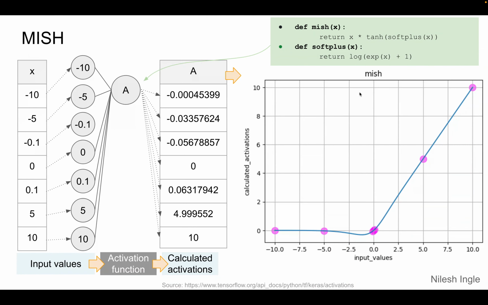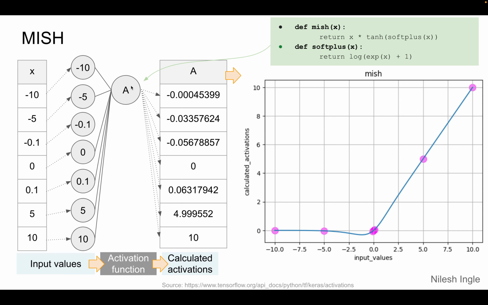Let's now look at the MISH activation function. On the slide on the left hand side, we have the input values x that go from -10 to +10. And let's imagine that these are the inputs to the neuron A, which gives us the activations shown in the column A on the right hand side.